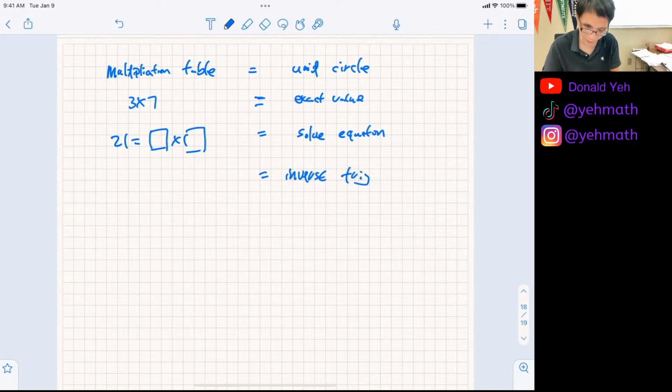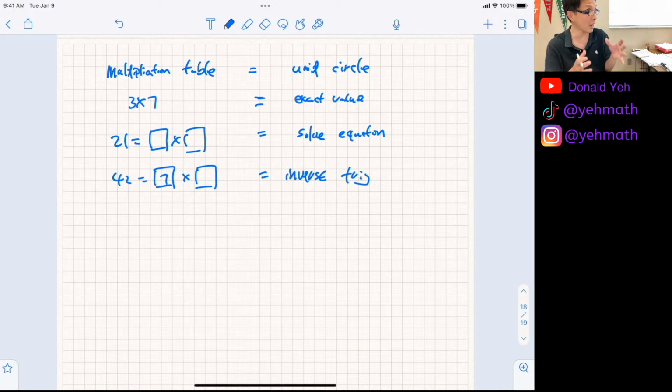Inverse trig is a little bit different. It's like 42 is equal to, I don't want any other number, I want 7 times a particular number. So I have a restriction. I want one number to be 7. So inverse trig is going to be like sine inverse of -1/2. Solving equations is what we're going to do today. So everything is a complement of different skills.